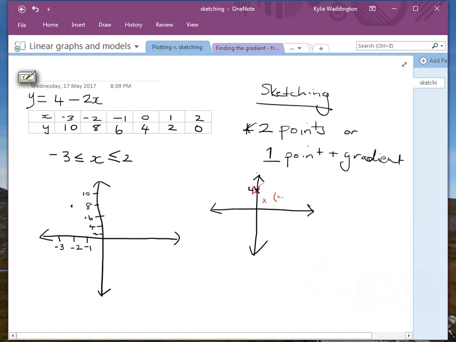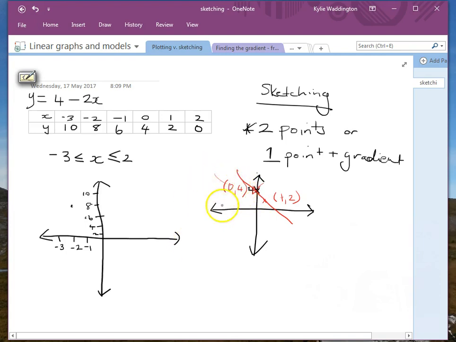Which would make that 1, 2, and then you just connect that with a ruler using a straight line and you've got your sketch. So for sketching, you only need to put the 2 points and the coordinates in.